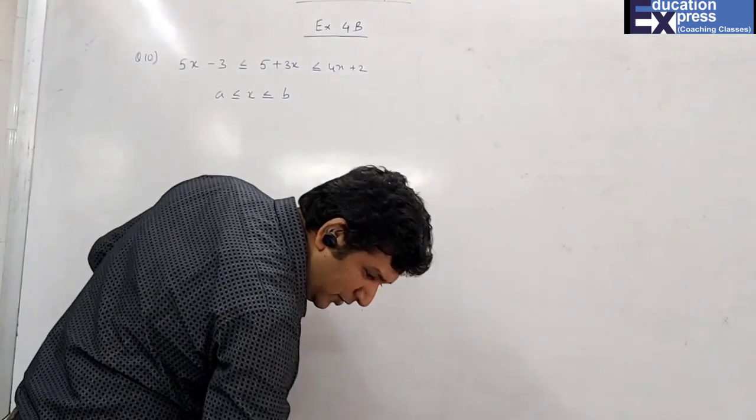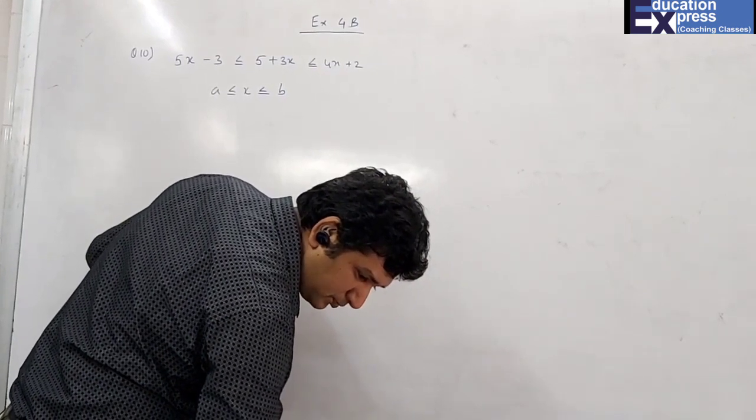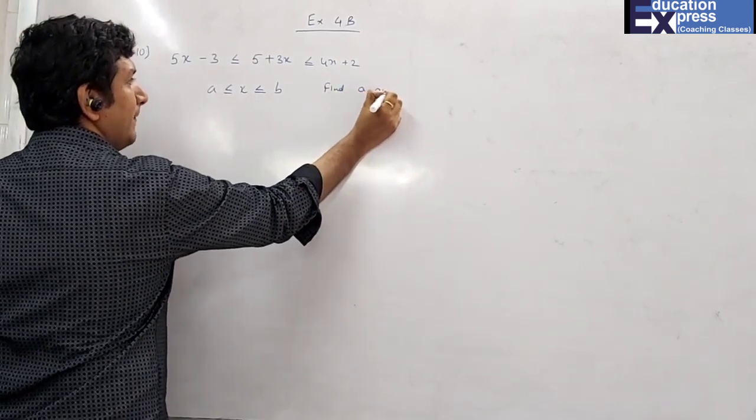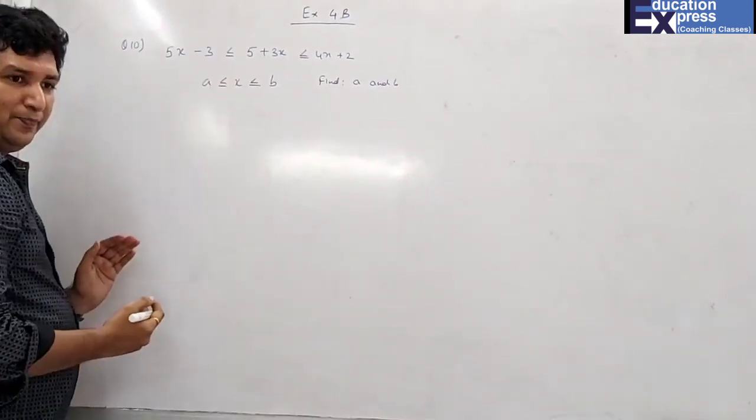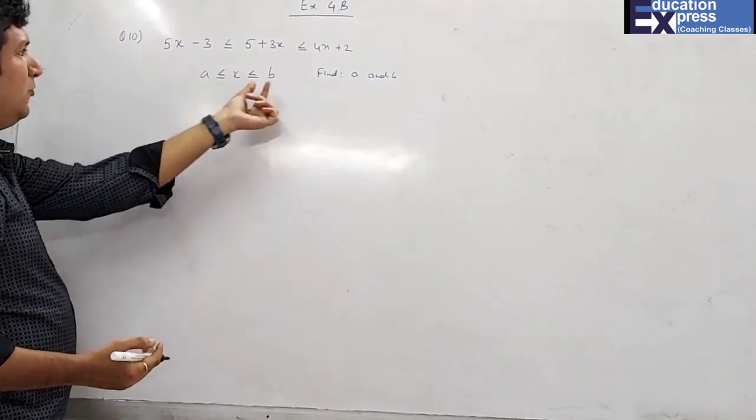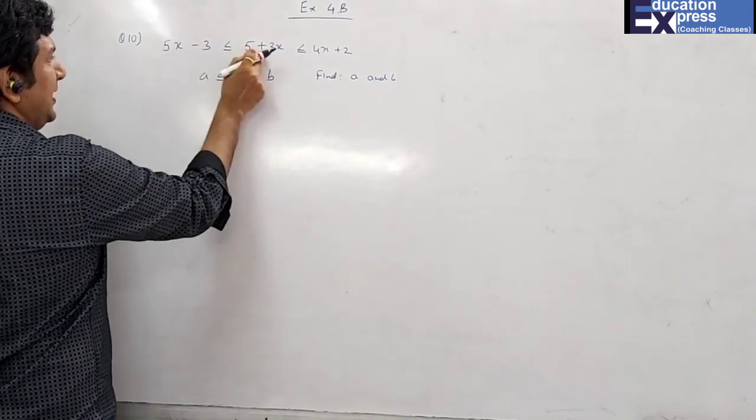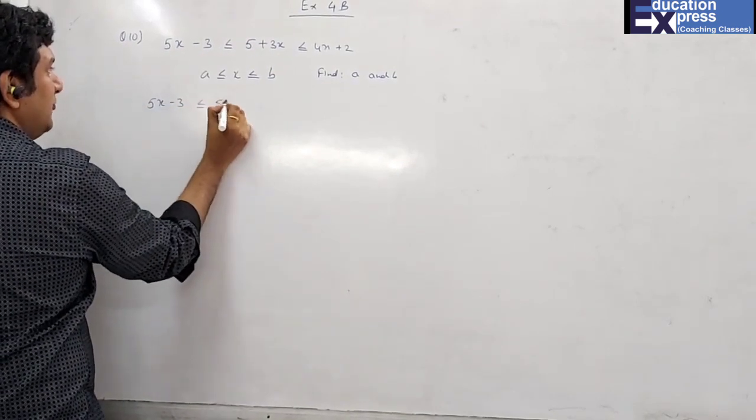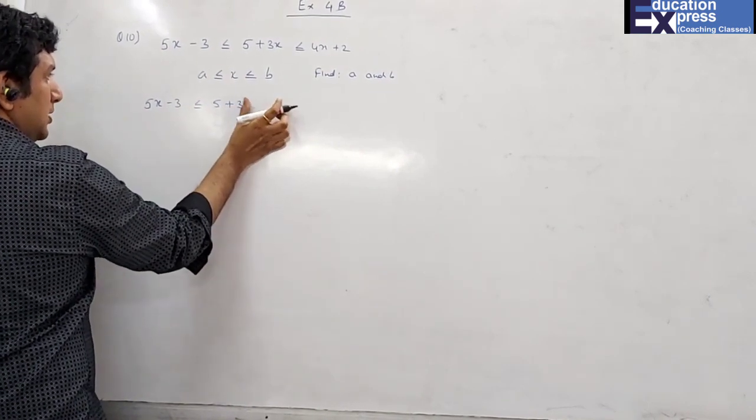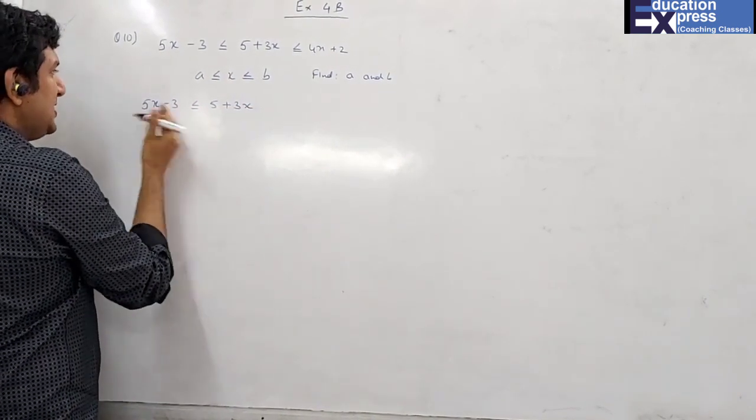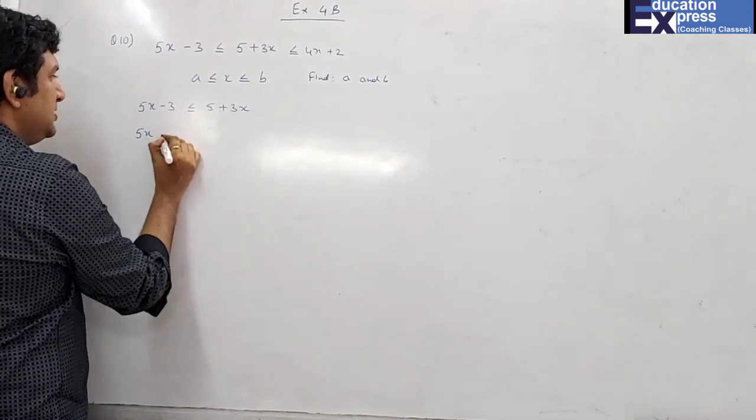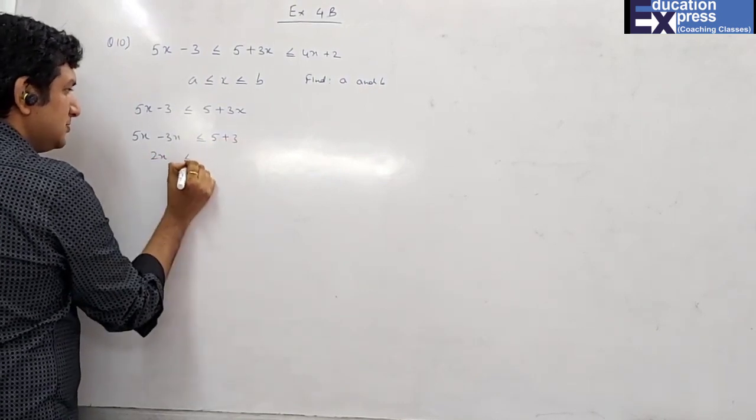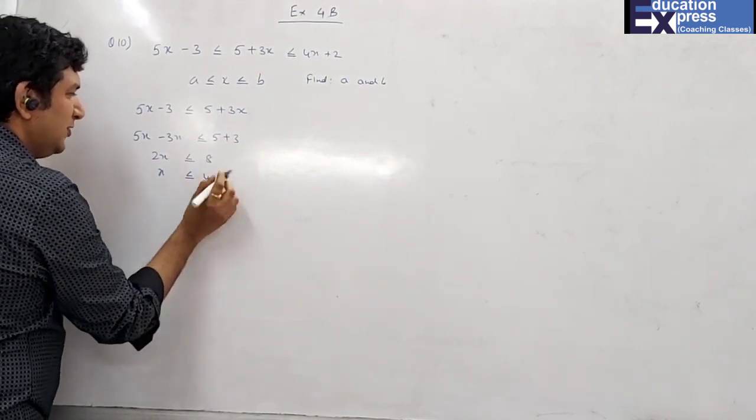So x is more than or equal to a and less than or equal to b. Find the value of a and b. Very, very simple. We have to just solve the same way, and then just write what number is there in place of a, what number is there in place of b. Solve as it is. First I'll take obviously this side. So 5x minus 3 and 5 plus 3x. x has to be positive. So 5x minus 3x and 5 plus 3. 2x is 8, x is less than or equal to 4.